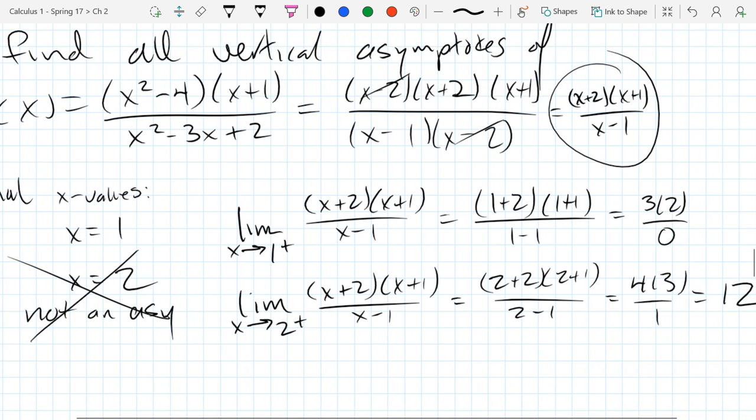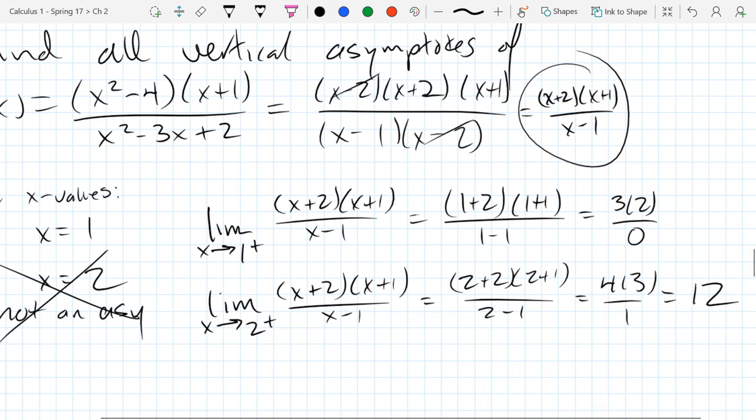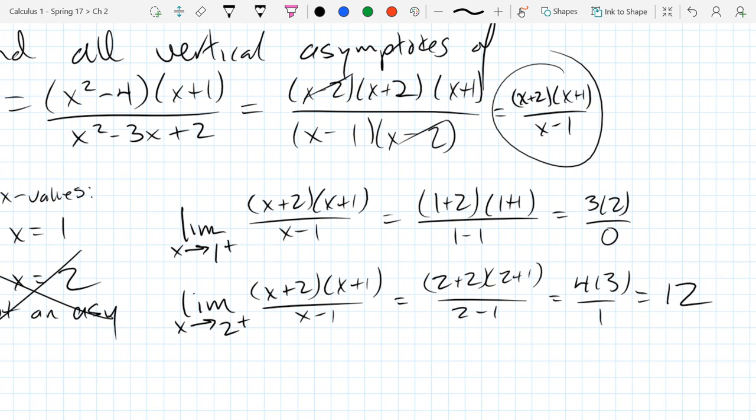So 2 is out. Now for x equals 1, are there any questions on just plugging in that value? What do I have to do? I got 6 over 0. What do I need to do to decide if this is positive or negative infinity? If you just see 6 over 0, you can't determine it from that. So what I have to do is back up and decide whether x minus 1 is positive or negative when we are close to 1 on the right side.